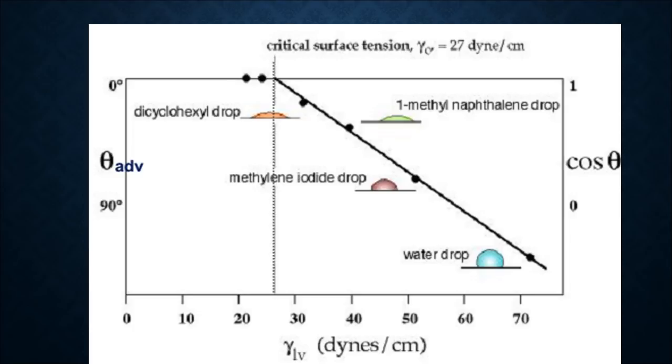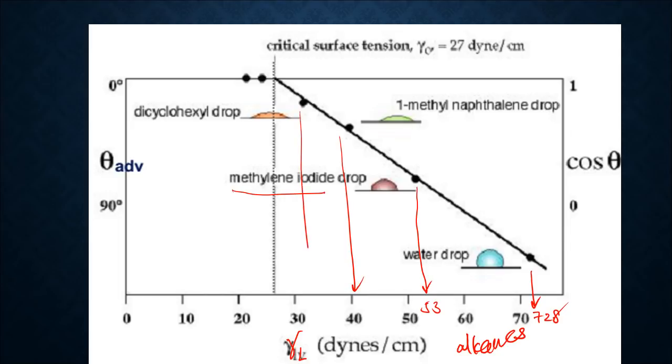Here we have the surface tension of the liquid alone, which is the surface tension of the alkane alone. Let's say we take one with around this surface tension. This is the surface tension of water, 72.8, and this is the methylene iodide drop, around 53 surface tension, and this naphthalene drop around 40, and this one around 35. When you measure them on top of the surface, they give you a certain contact angle which you can plot from here. So you have a plot here and another one you plot from here.